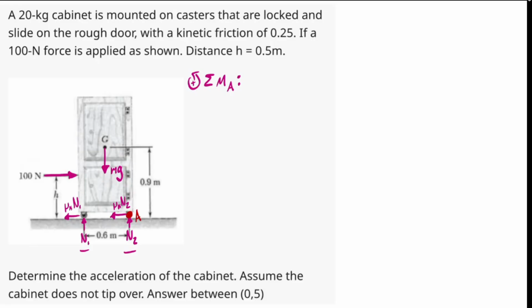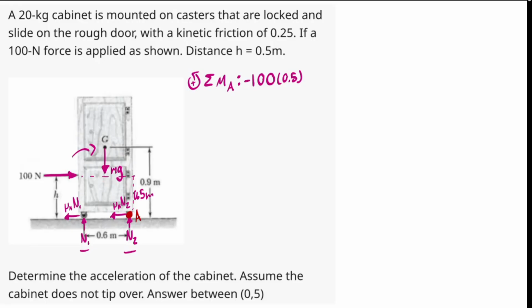So if I assume counterclockwise is positive, now I'm going to start by summing, let's say, that 100 Newton force, right? So the 100 Newton force is going to be trying to rotate this cabinet this way, or clockwise about the point. So this is going to be minus 100, and then times the distance that it is. So this is going to be this vertical distance, right? We said was 0.5 meters, based on the problem given, right? So it's going to be 0.5 here. Okay, what else do we have?